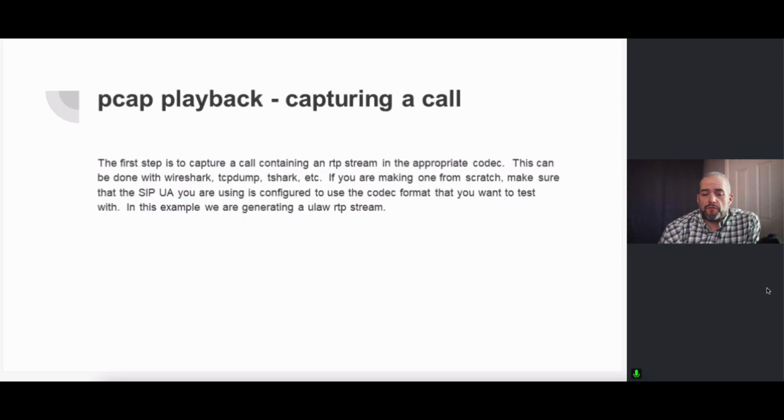Okay. So the first step is to actually capture a call containing the RTP stream in the appropriate codec. This can be done with Wireshark, tcpdump, tshark, etc., whatever you want. If you're making one from scratch, make sure that the SIPp user agent that you're using is configured to use the codec format that you want to test with. In this example, we're going to use a uLaw RTP stream.